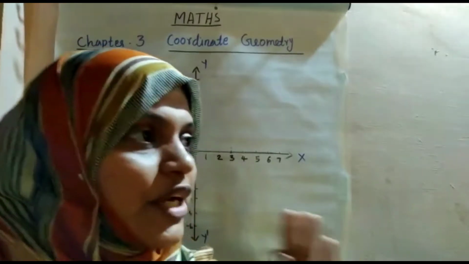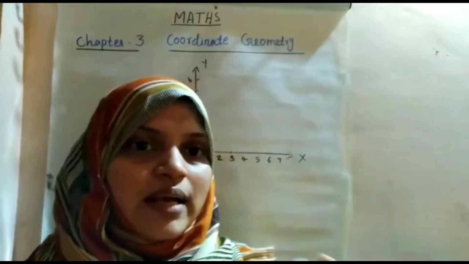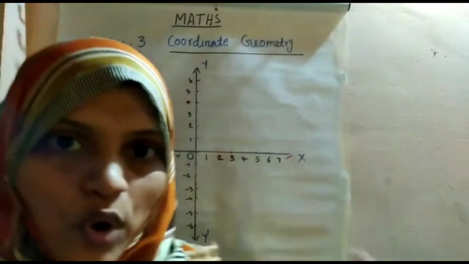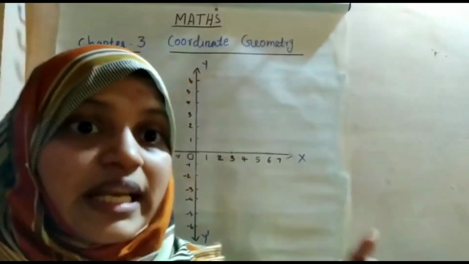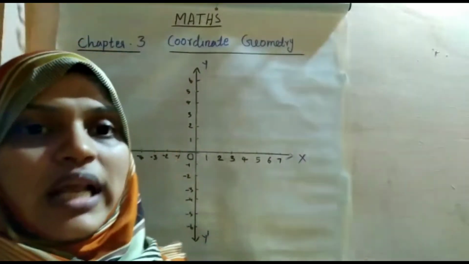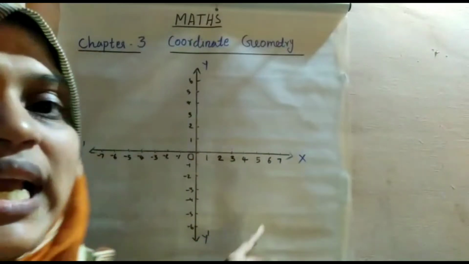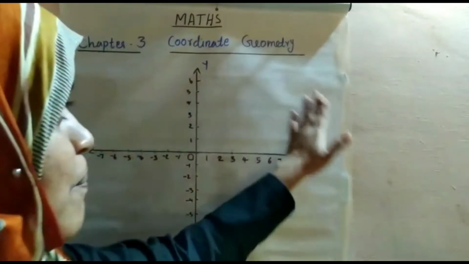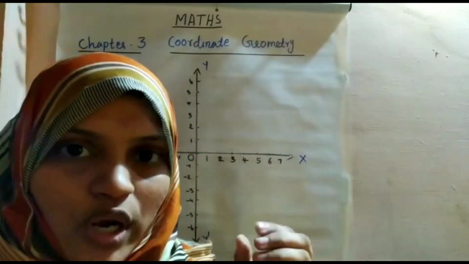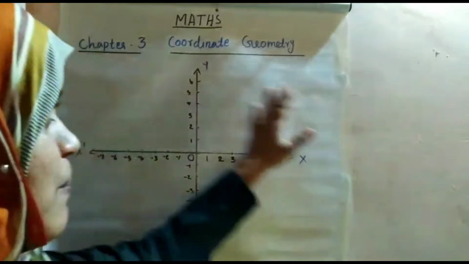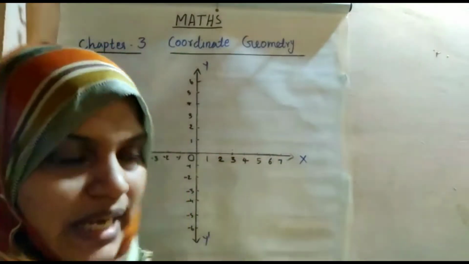If we need to locate the position of an object or a point in a plane, we need two perpendicular lines for that. One should be horizontal and one should be vertical. And this plane, in which we need to locate the point, is called the Cartesian plane or coordinate plane.